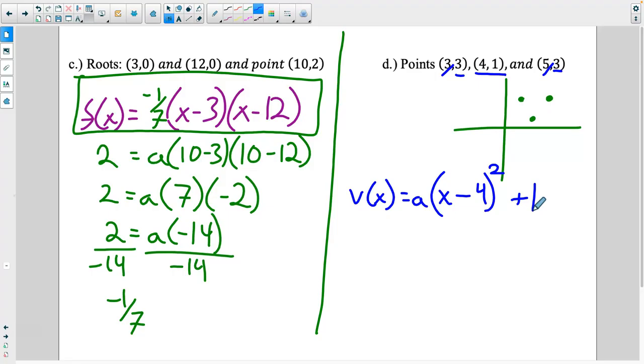So we got that. Now, we have 2 points. It's just extra. We don't need 2 points extra. We just need 1. So let's just all choose 3, 3. Let's plug 3, 3 in. So I'm going to have 3 equals A, and then I'm going to have (3 minus 4) squared plus 1. I'll give you about a minute to go ahead and answer that one. So figure out what A is and then put it back into the equation.